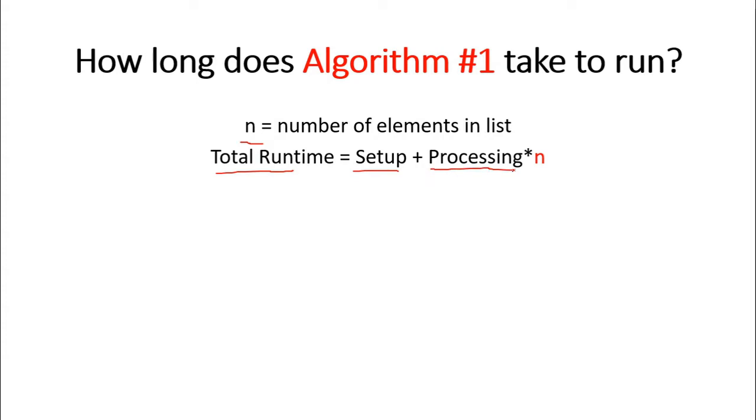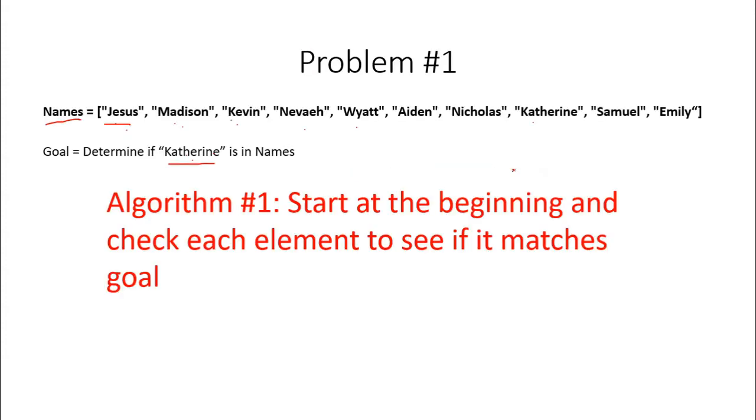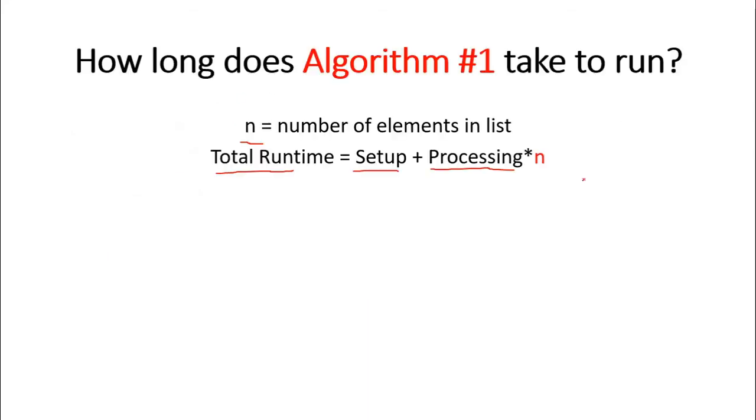So that means every single time we have to do something. Going back to the slides, in problem one, the processing time would be the time it takes to actually compare to see if Catherine is equal to Jesus or if Catherine is equal to Madison or so on. So that's the processing time. And that's going to be multiplied by the number of elements we have, because the number of elements is the number of times we have to run this process. Because we have, let's say, 10 elements in the list names, so algorithm one has to run 10 times.